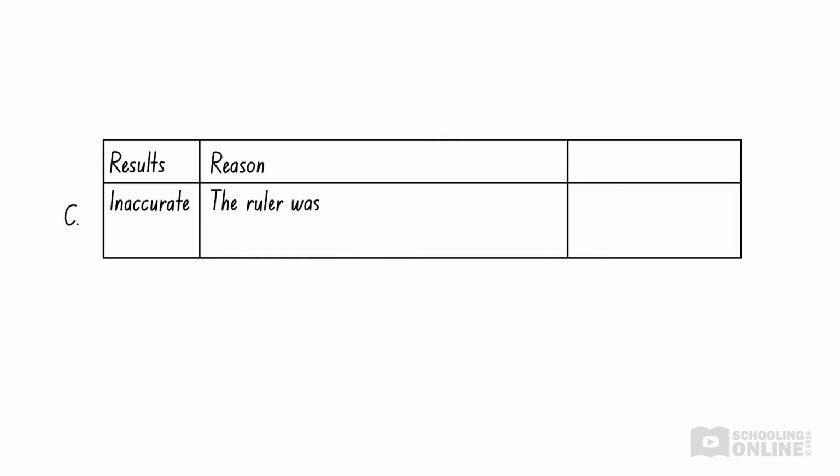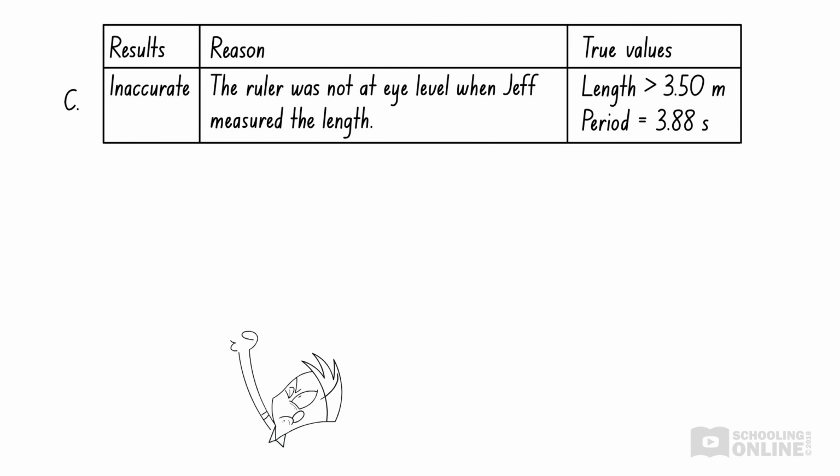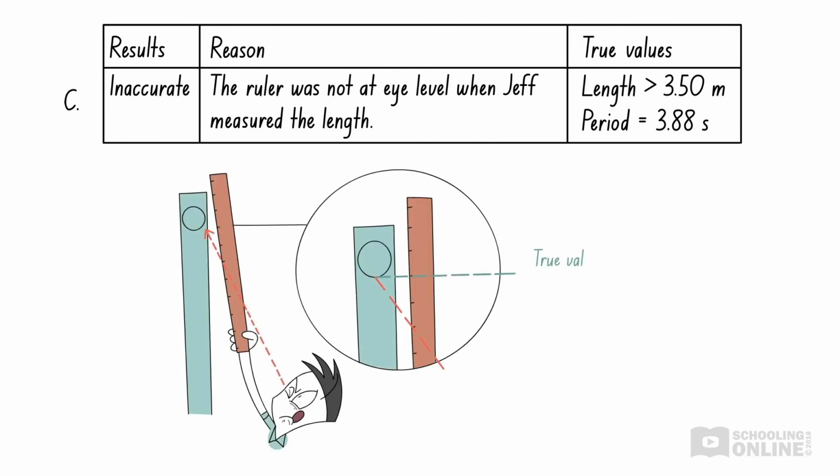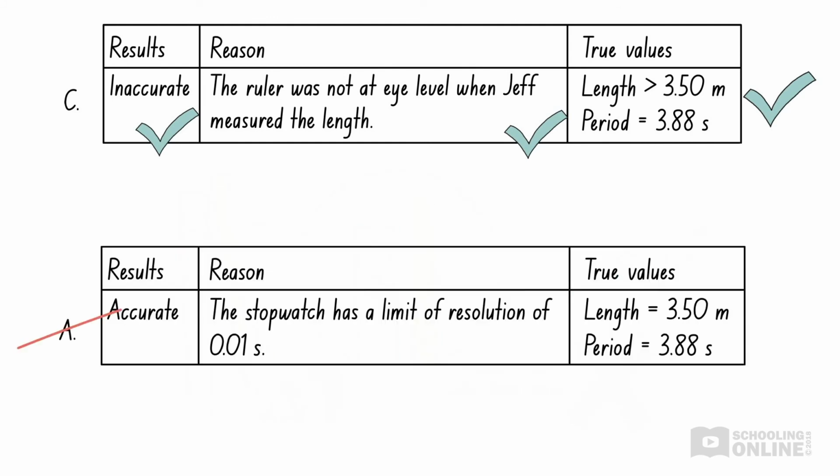Now, option C claims that the results are inaccurate due to parallax error. As Jeff did not read the ruler at eye level, but rather from below, there is a good chance that his measurement was smaller than the true value. Given the large distance between Jeff and the marking on the ruler, it is fair to claim that this systematic error is significant. Therefore, his results are inaccurate since the length of the swing was measured inaccurately. This also negates the possibility of option A being correct, as it claimed the results are accurate when they are not. We will keep this in mind as we assess option D.